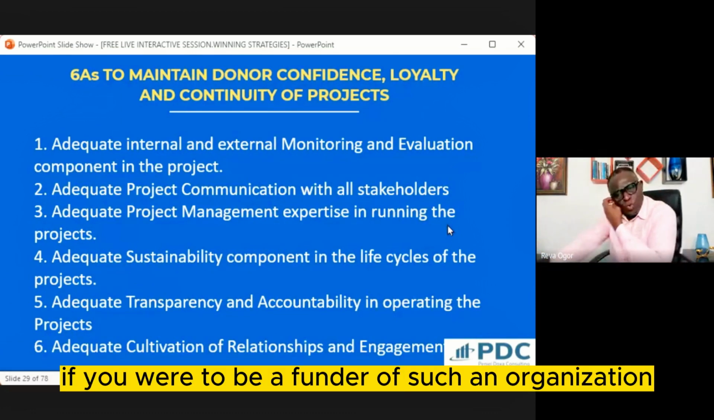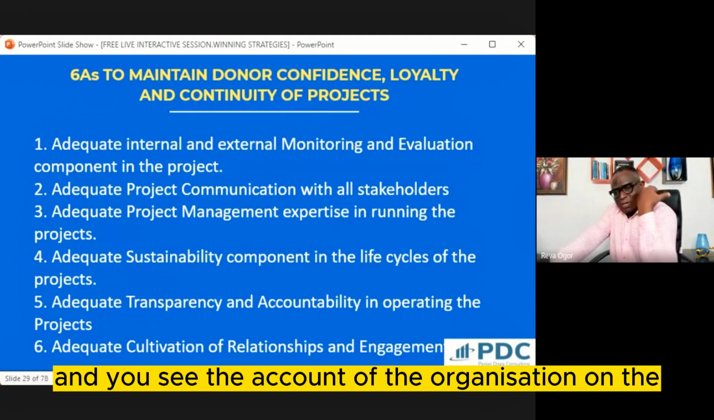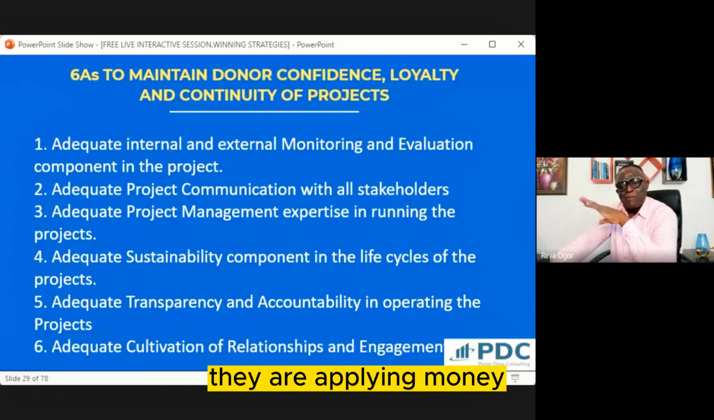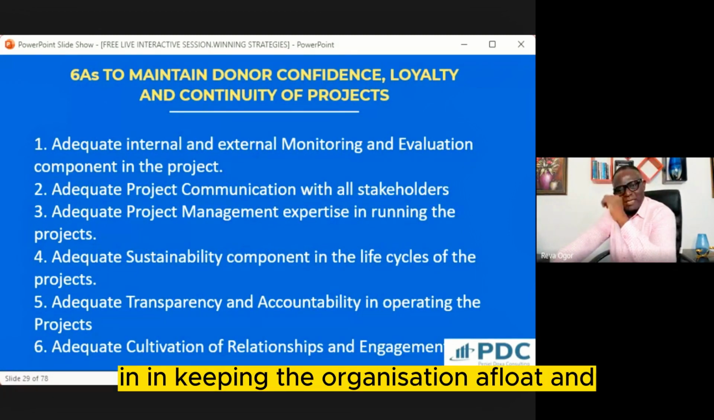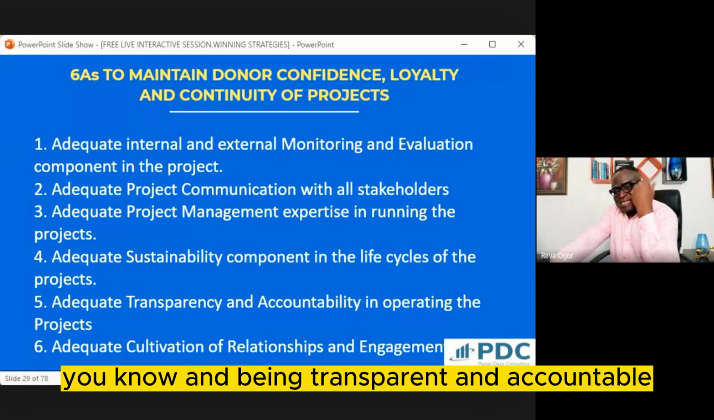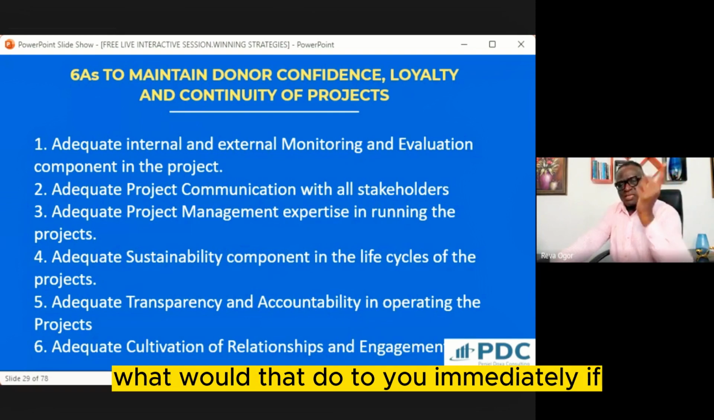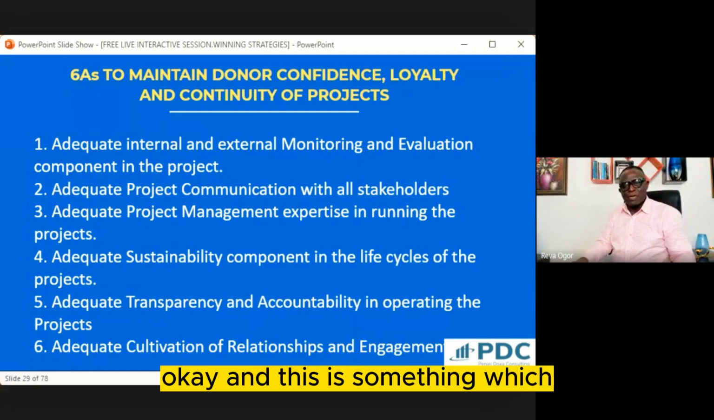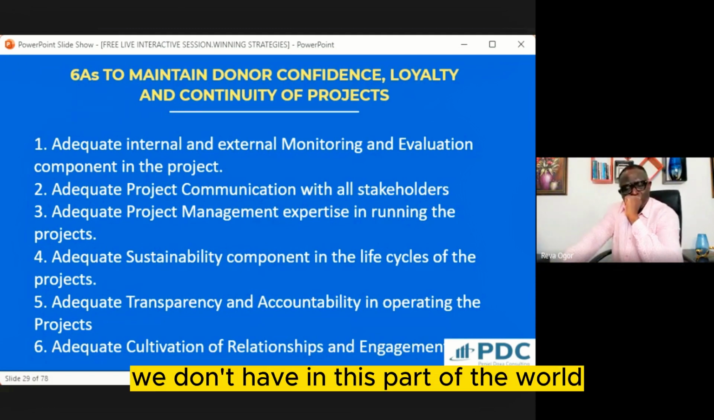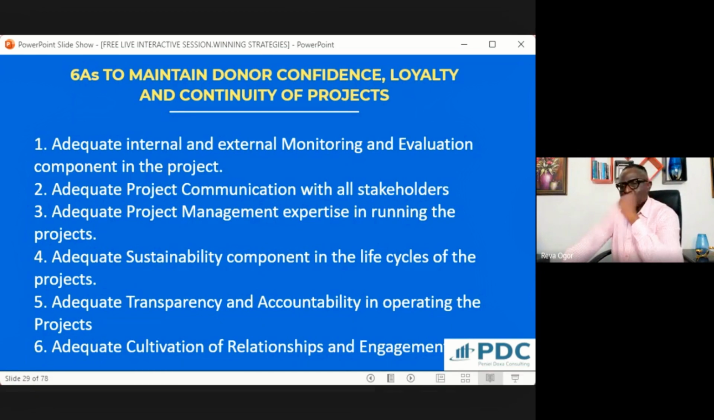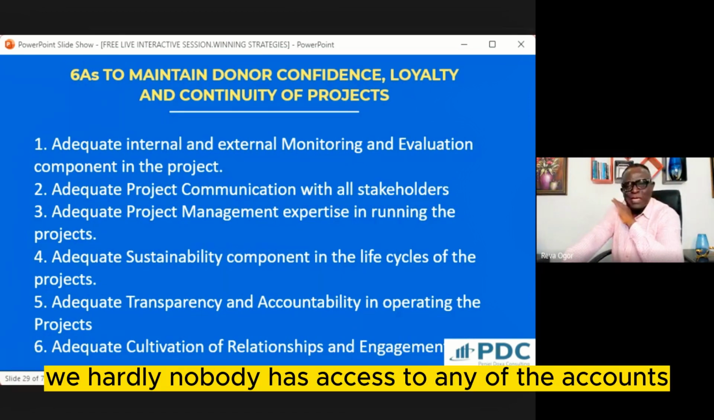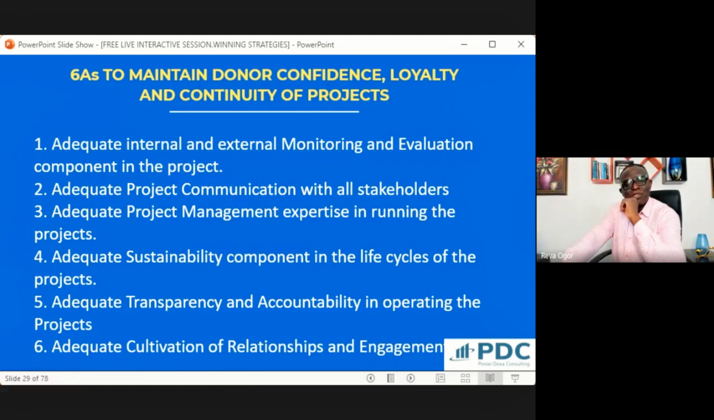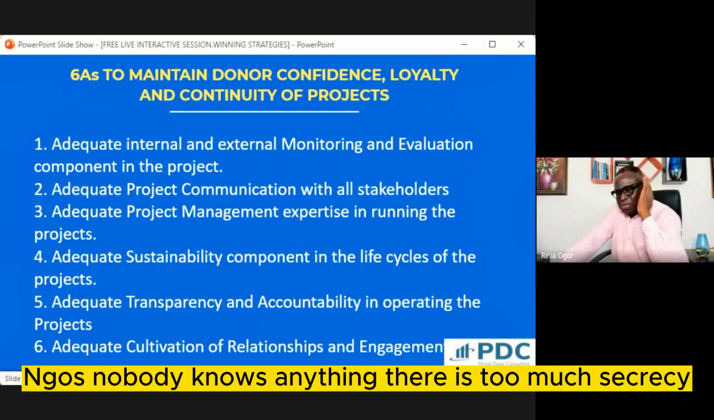Now, let me ask you, if you were a funder of such an organization, and you see the account of the organization on the Charities Commission website, and you see how wonderfully well they are applying money and keeping the organization afloat, and being transparent and accountable in operating their projects, what would that do to you immediately? If you were a potential funder or an existing funder, you will give them more. Okay? And this is something which we don't have in this part of the world. Our organizations are not audited. Our schools, our universities, nobody has access to any of the accounts. We are not privy to the accounts of non-profit organizations, NGOs. Nobody knows anything. There is too much secrecy.